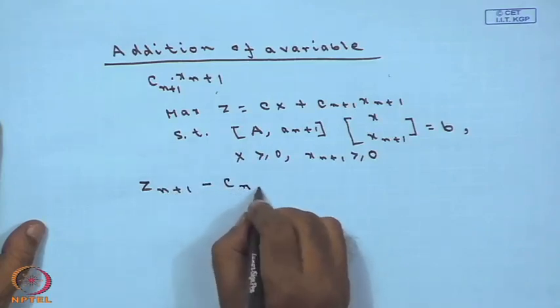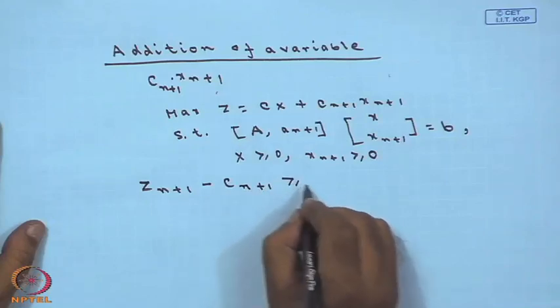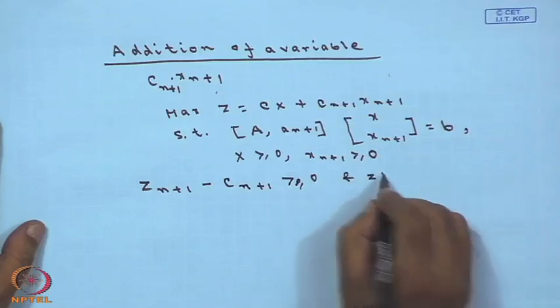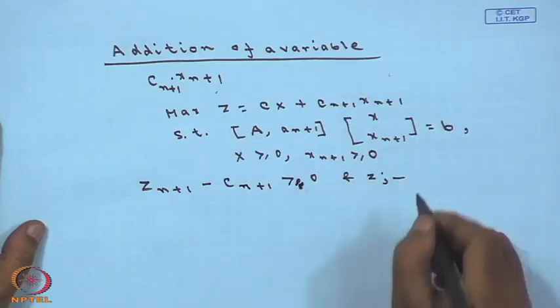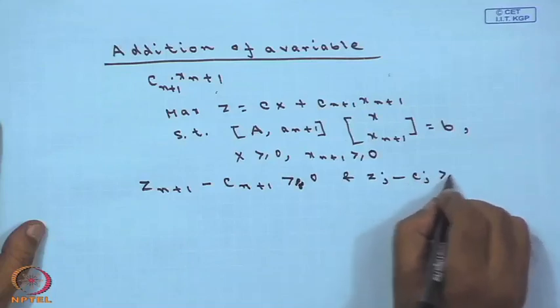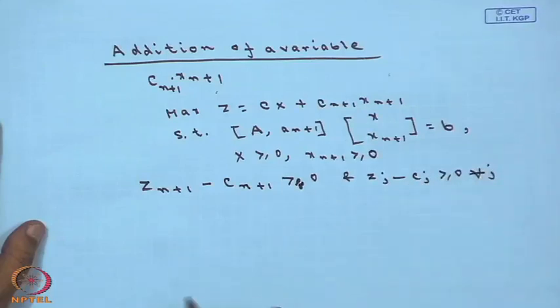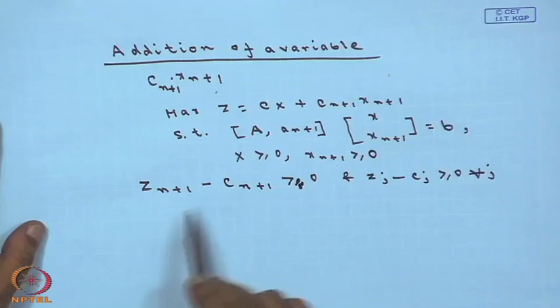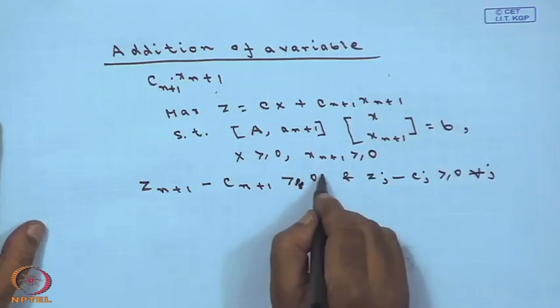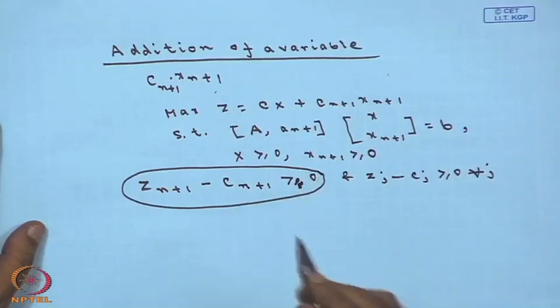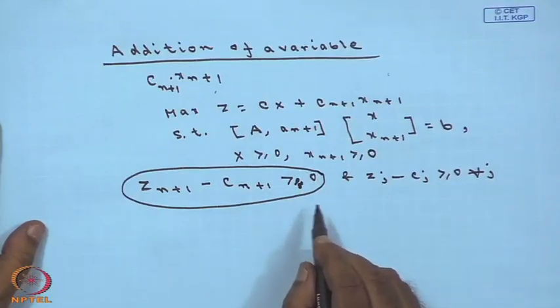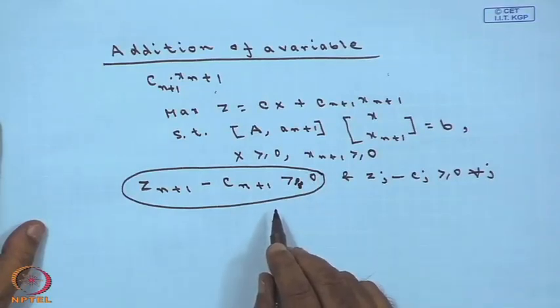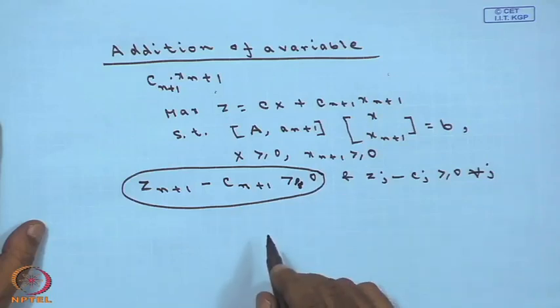For optimality, what I should have is Zn+1 greater than or equal to 0, and Zj minus Cj should be greater than or equal to 0. So, Zn+1 minus Cn+1 should be greater than or equal to 0. If this is true, then the optimal solution of the original problem will also remain the optimal solution of the modified problem.